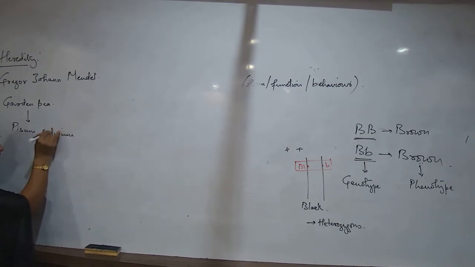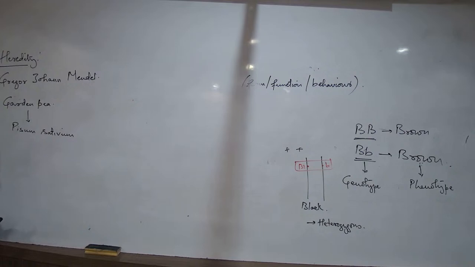Check the spelling, Pisum sativum, and the rules of nomenclature. You have not studied nomenclature, I suppose, last year. You have studied? No. So you are supposed to write this way. What are the rules of nomenclature? If you write this S like this, marks will be deducted. If you don't underline, marks will be deducted. Because there's a particular rule of writing down the scientific names.